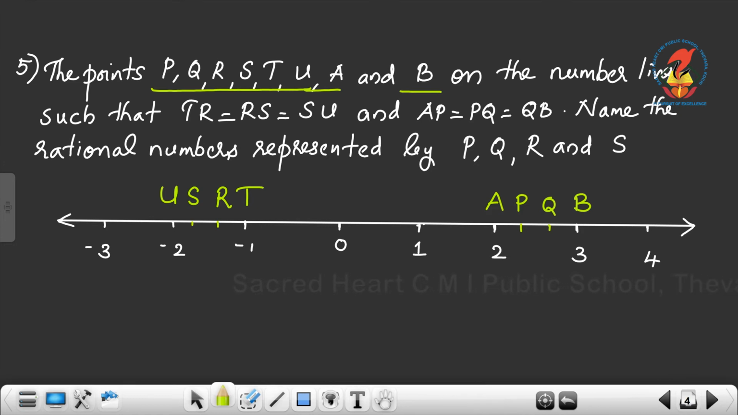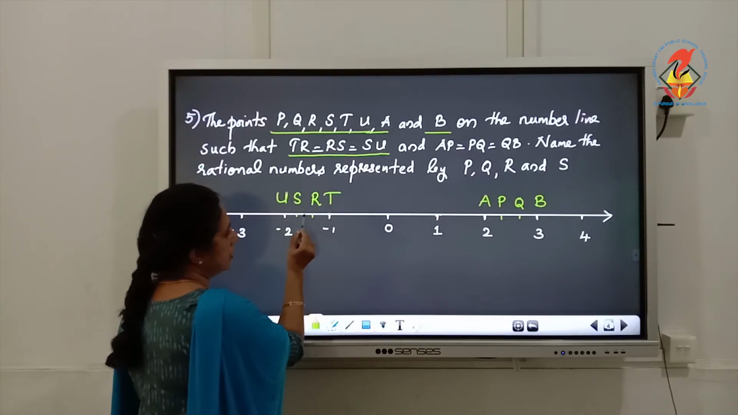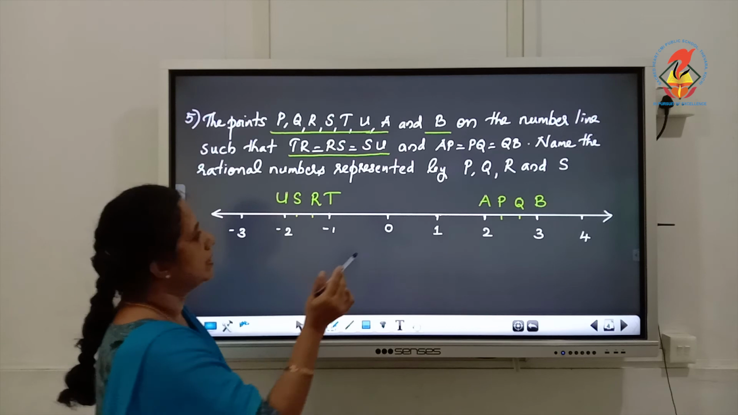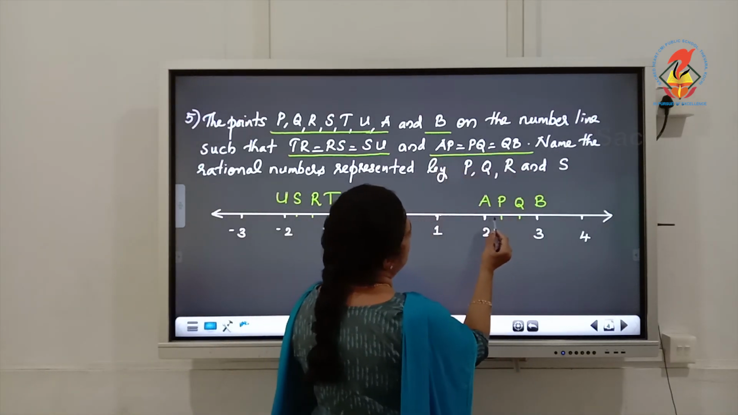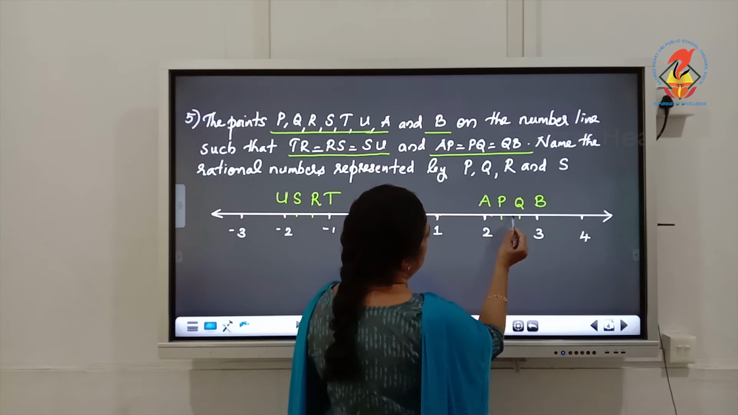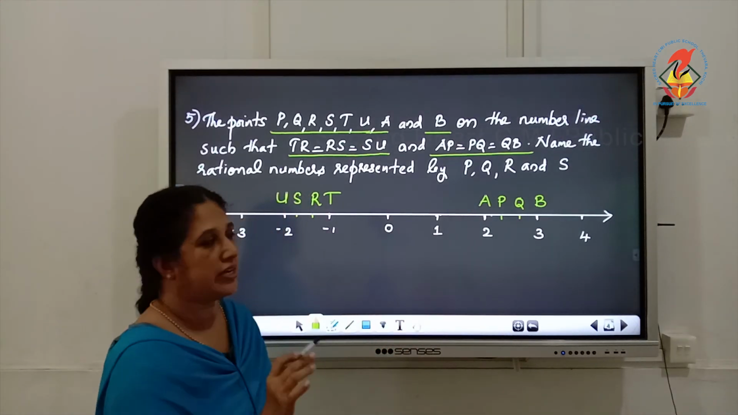Now such that TR equal to RS equal to SU. So this part TR is equal to RS, the second part, which is equal to SU. So what is the meaning of that? These parts are equal. How many equal parts are there? 3 equal parts. 1, 2, 3. Then again, next one. AP is equal to PQ is equal to QB. Here also we have 3 parts and those 3 parts are equal.